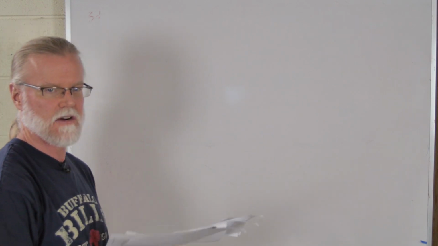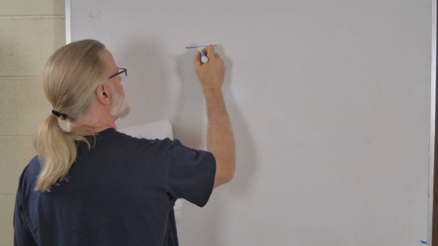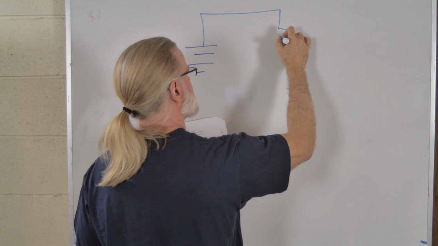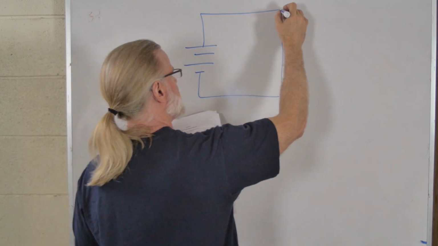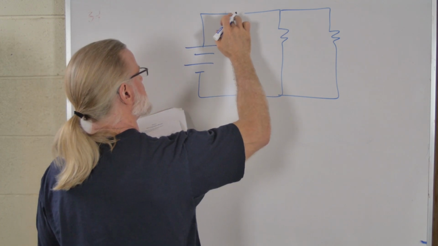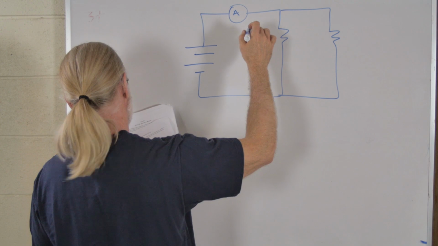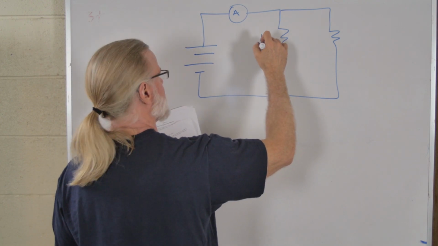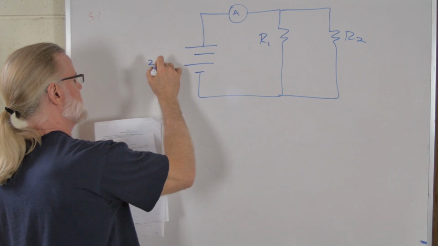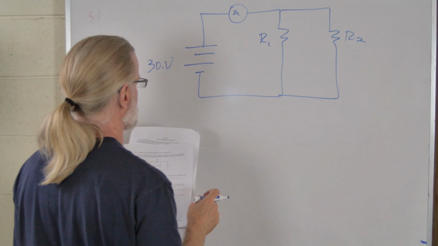Parallel circuit, know your circuits. That's a parallel circuit. And know the idea that whenever you add a resistor in parallel, the equivalent resistance goes down. We have an ammeter. We have R1 and R2. 30 volts. Determine the equivalent resistance of the circuit.